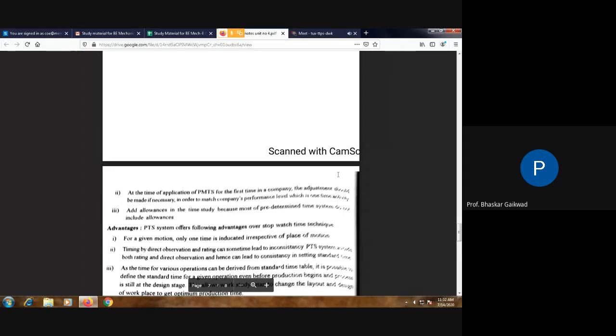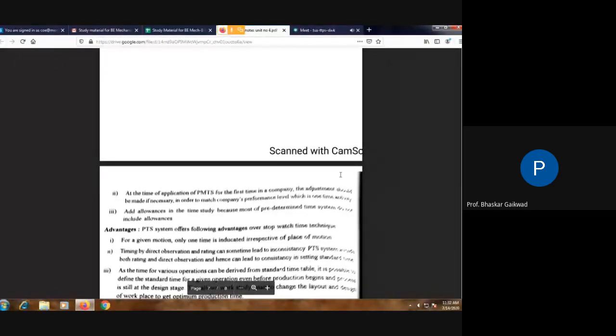Okay, so here, at the time of the application of PMTS for the first time in a company, adjustment should be made if necessary in order to match the company's performance level, which is one times activity. So what is the meaning of this one times activity? First, we have to decide the level of performance initially, and then we can use it for further use.